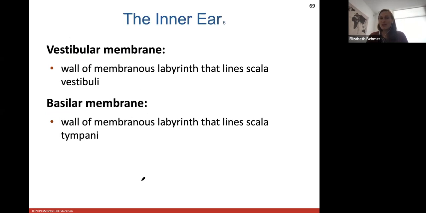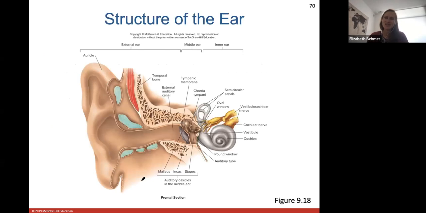The vestibular membrane is the wall of the membranous labyrinth that lines the scala vestibuli, and the basilar membrane is the wall of the membranous labyrinth that lines the scala tympani. So let's take a break from me talking and look at some pictures.